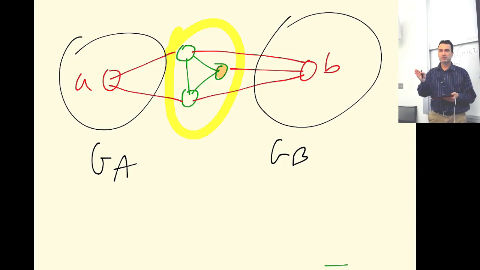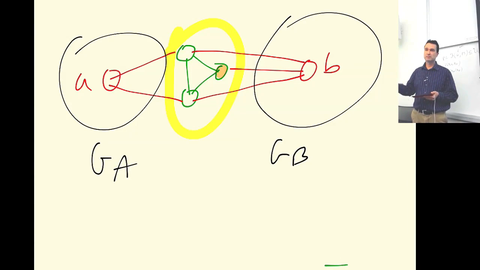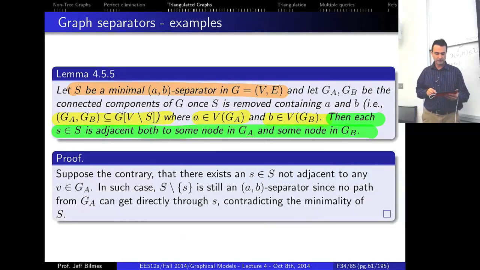So if you're a minimal separator, and you separate it into these components GA and GB, where GA and GB are the components that contain A and B, respectively, it must be the case that every node in S is connected to some node in GA, and every node in S is connected to some node in GB. That's what the theorem states.